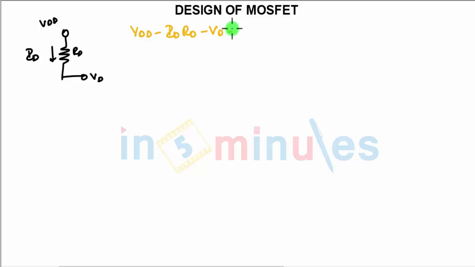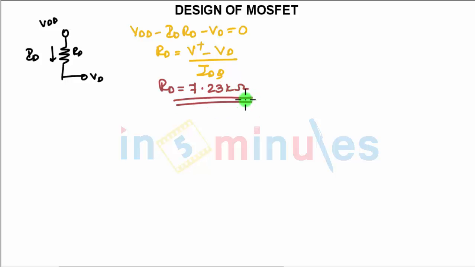Now when you apply KVL, I am drawing the diagram. Here you have VDD, here you have RD, and here you have VD. Current flowing through RD is ID. When you apply KVL, the equation will be VDD minus ID RD minus VD equals 0. From this I can write RD as (V plus minus VD) upon IDQ. This will give me the value of RD. After substituting the values, I am getting RD as 7.23 kilo ohms.